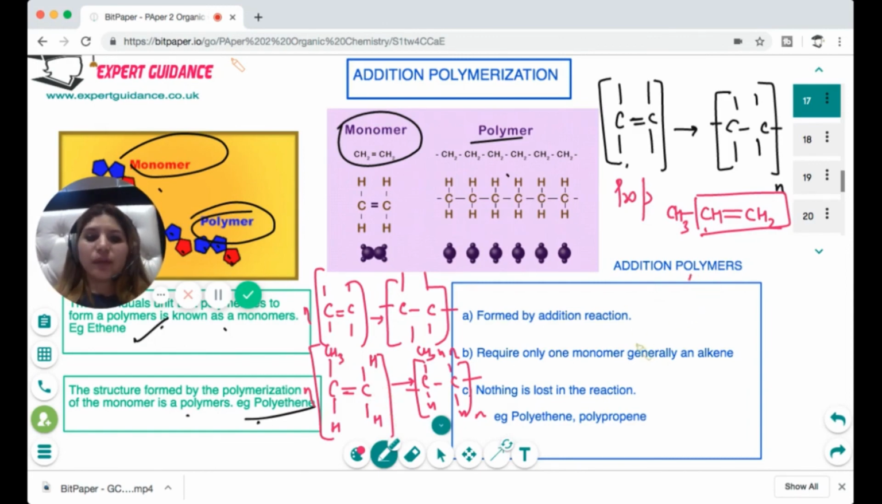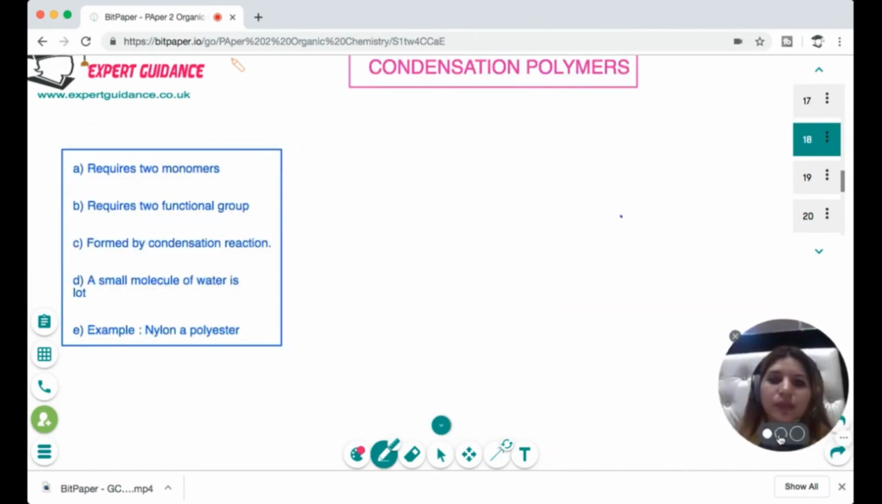So addition polymers are formed by addition reaction. They require only one monomer. Generally, it's an alkene. Nothing is lost in the reaction. Examples are polyethene and polypropene. The other type of polymerization is the condensation reaction. It requires 2 monomers and 2 functional groups.